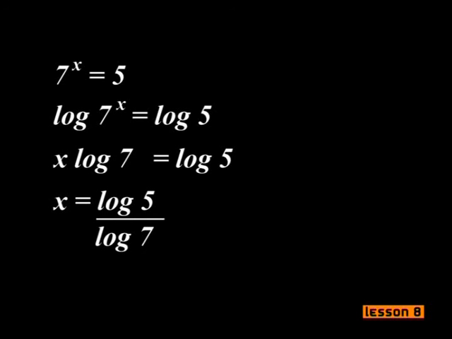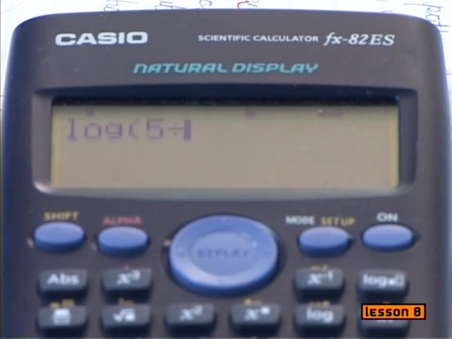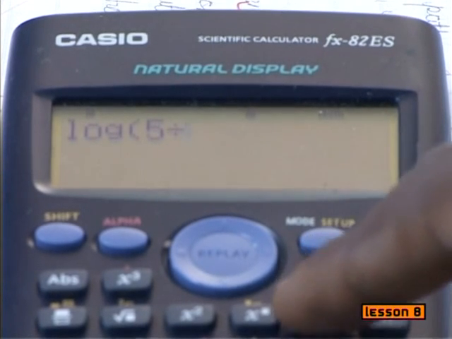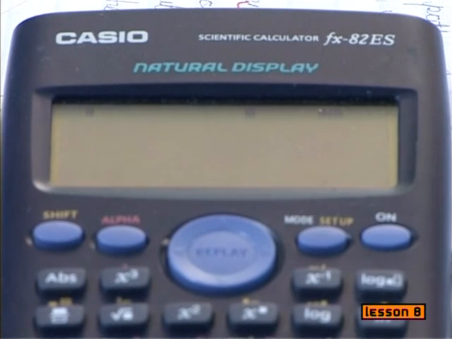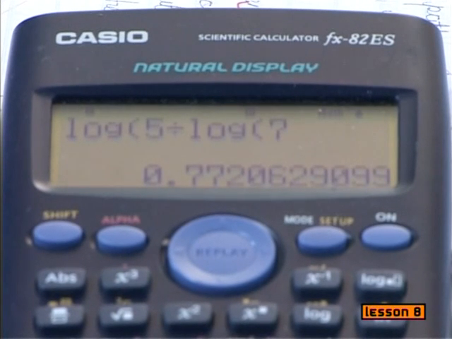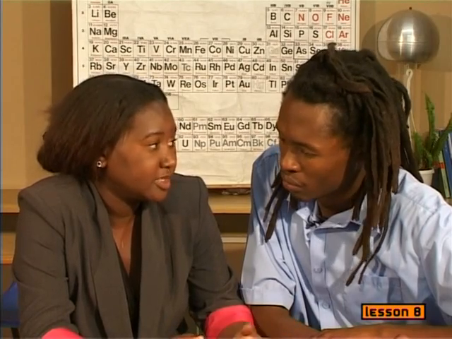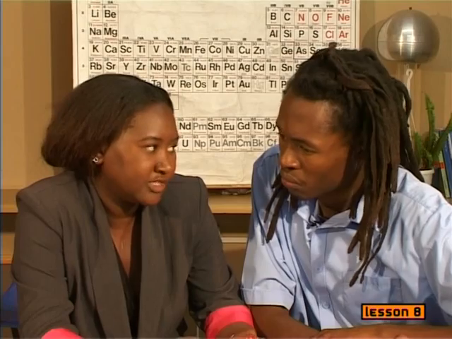Now, in order to get x on its own, we divide both sides by log 7. Then using a calculator, we divide log 5 by log 7, and we get that x equals 0.77 rounded off to 2 decimal places. It's important to note here that if you're going to solve for x using logs, you first need to try and find a single term on each side of the equal sign. If there are more terms, it makes logging a great deal more difficult.